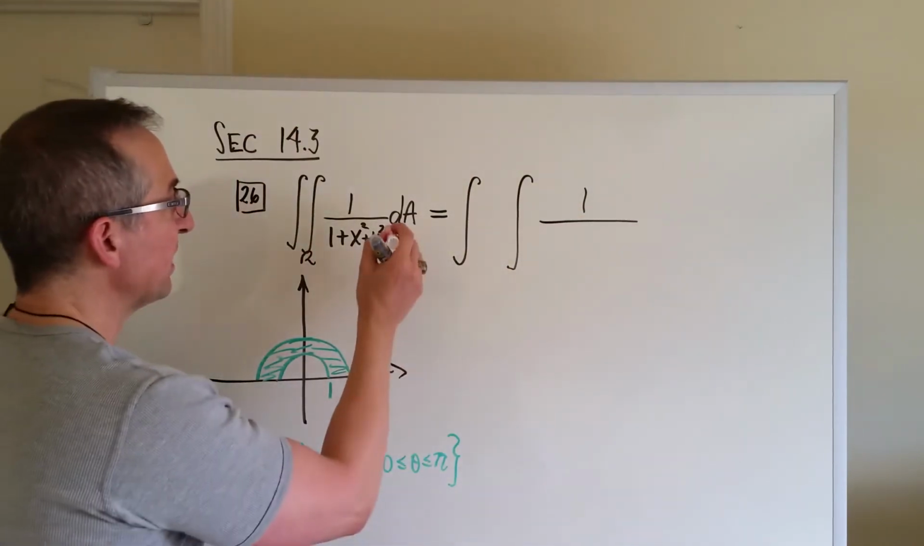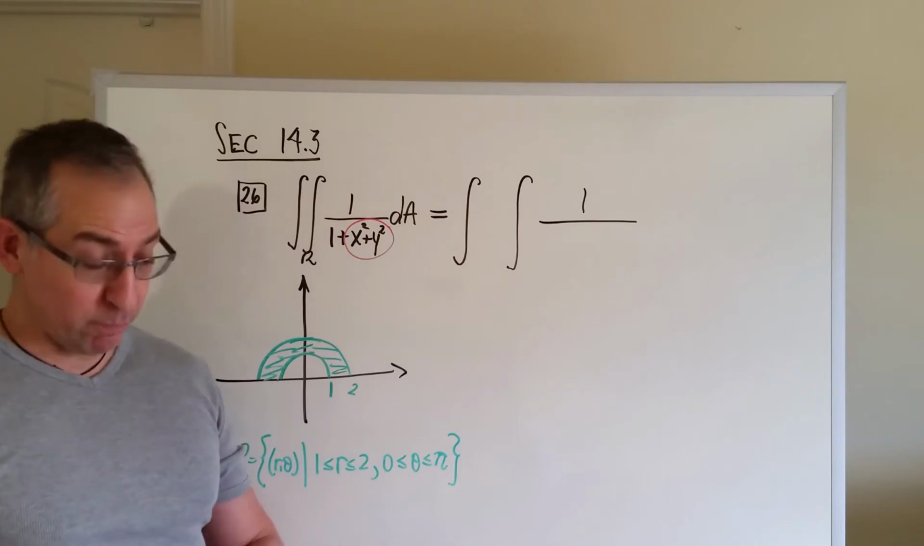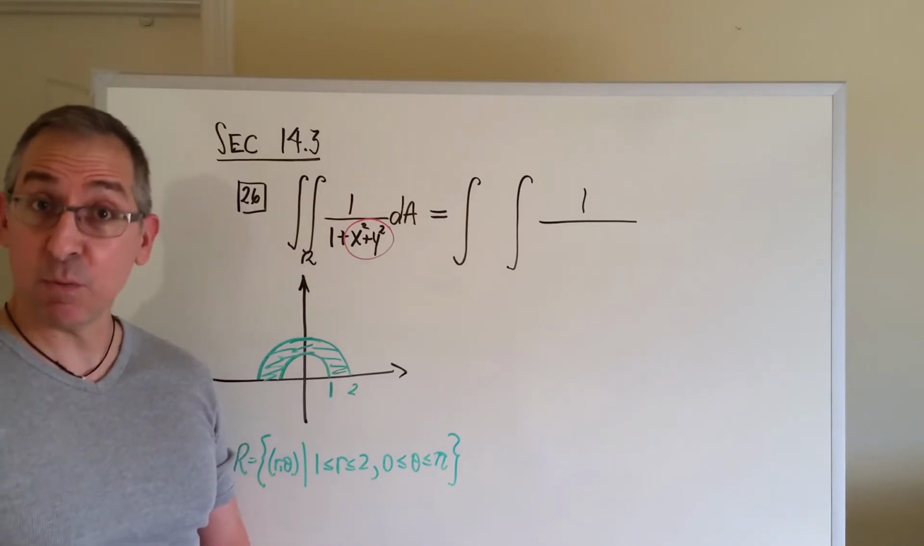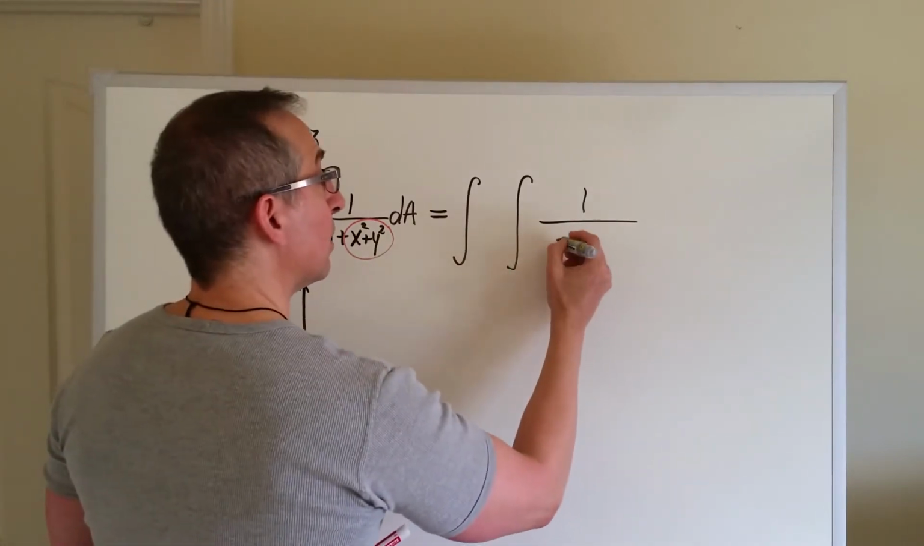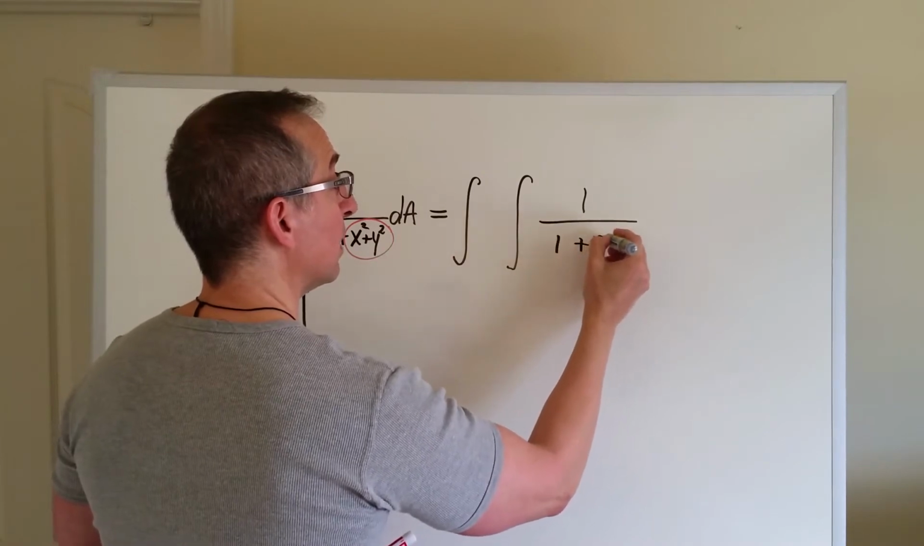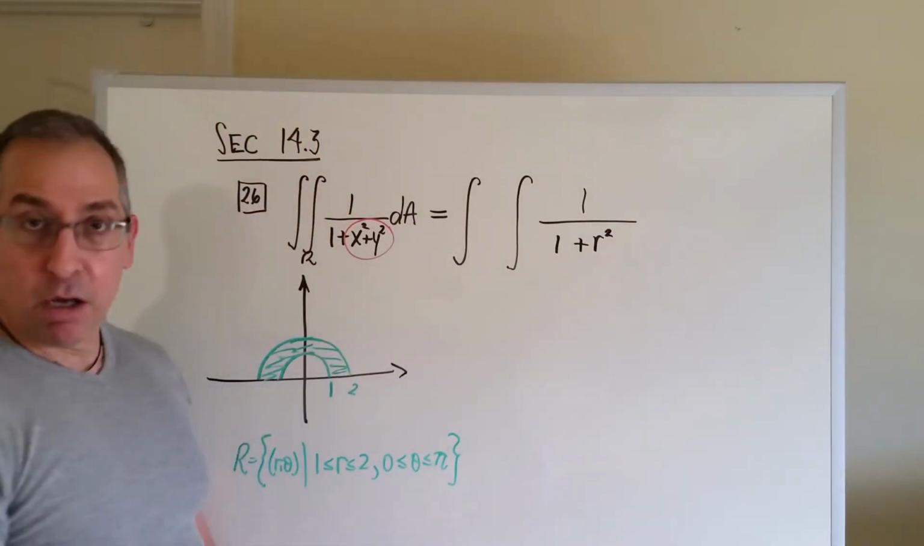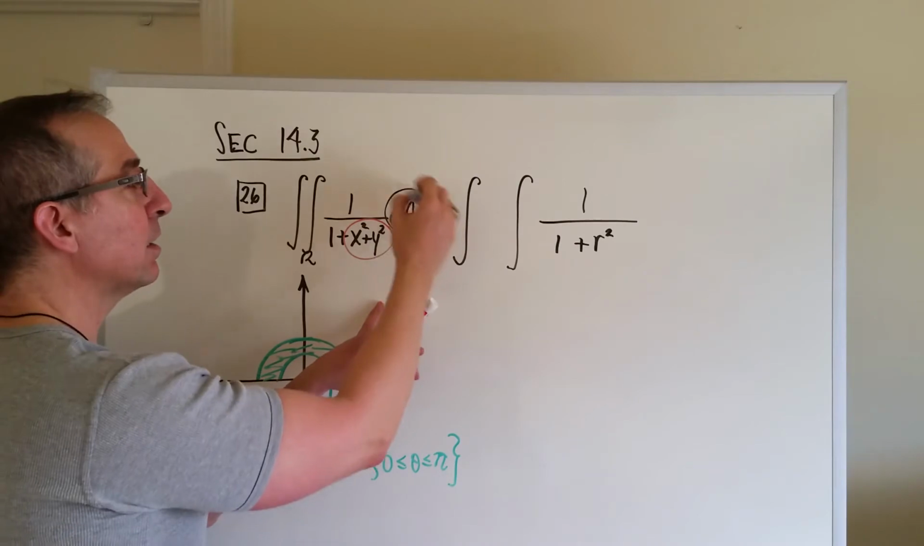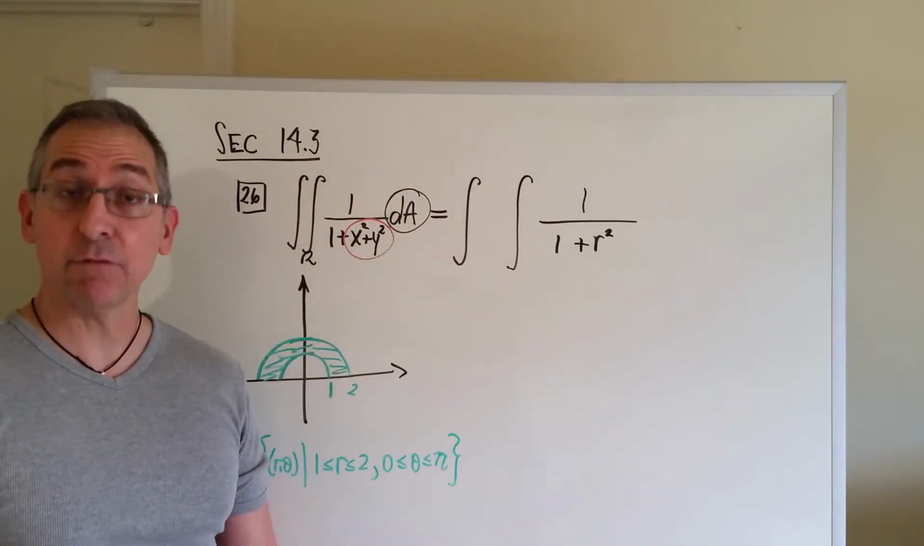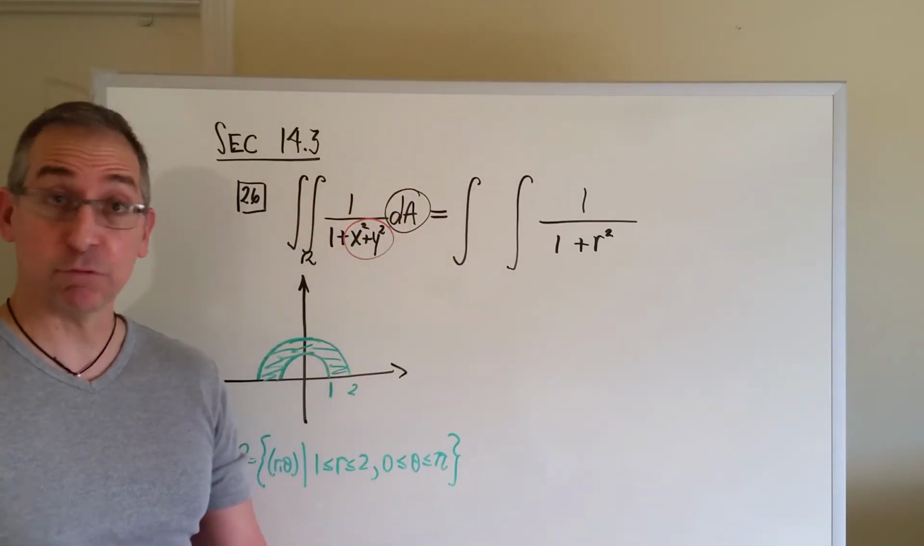First, notice the expression x squared plus y squared. We know in polar coordinates that we can replace that with r squared. Also, we know that dA represents r times dr d theta, right? The differential element of area of a polar rectangle.